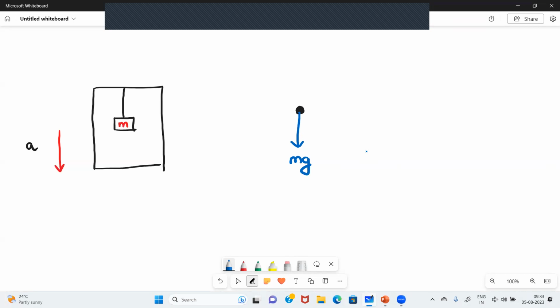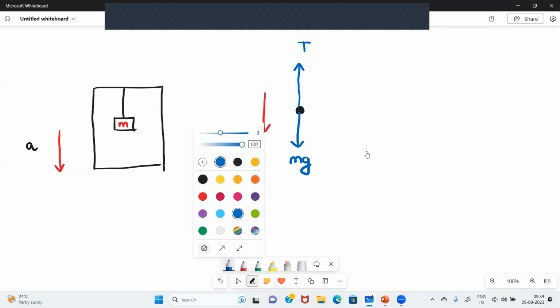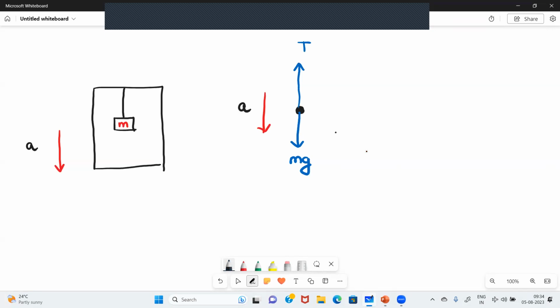Tell me, Enoch. So there is a tension in the upward direction. Either you must assume a pseudo force, or you must do this experiment from outside, correct or not? Which means, what is the acceleration on this? A, and it is acting in which direction? Downward direction. So the resultant acceleration is in the downward direction.